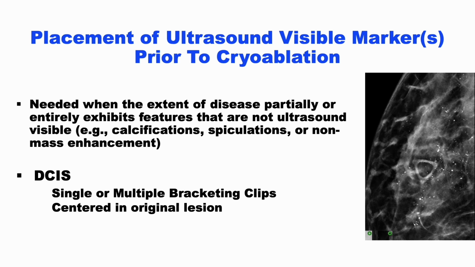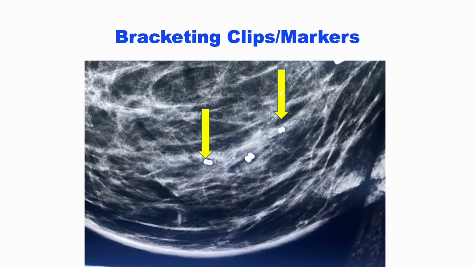There also are situations where if the span of disease is broad, it might be necessary to place more than one ultrasound-visible marker to bracket the area of disease. And that situation is shown in this image, where you have the original biopsy site, but there are calcium deposits extending in this direction, and so in order to ensure that the full span of the disease was identifiable and targetable with cryoablation, I had the radiologist place additional markers at the left and right edge of the calcifications in order to ensure the proper and comprehensive treatment of that site.